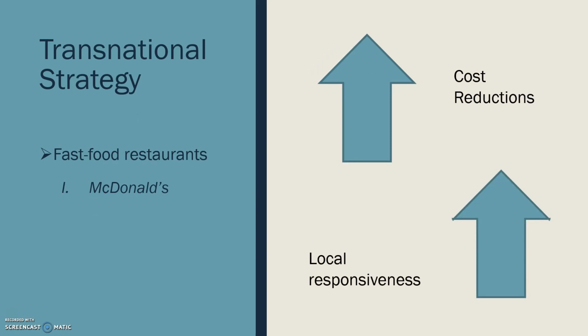The transnational strategy tries to fulfill the best of both worlds with a high demand for low cost and local responsiveness. So McDonald's is a perfect example. First, they have the advantage of being one of the biggest MNCs, and so they have restaurants all around the world and relatively keep the same costs everywhere.